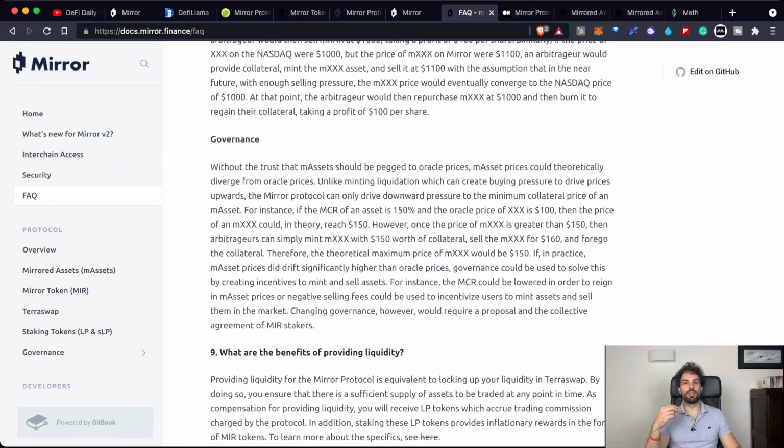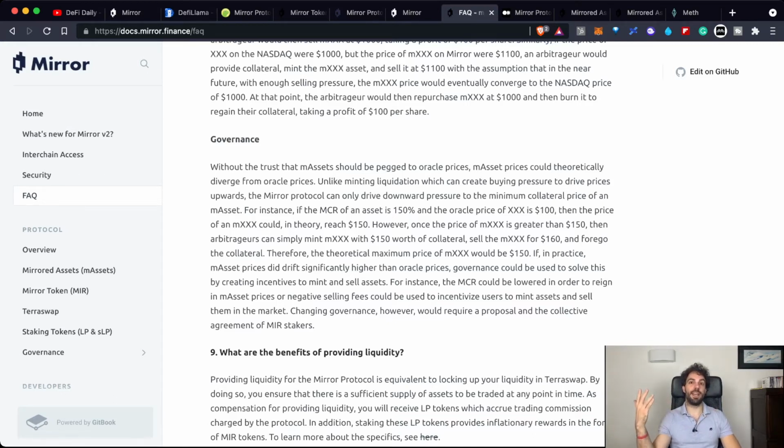Not to mention that the governance can also introduce some incentives to push the price in the right direction. Let's say that the price of the M asset is too low, the governance can introduce some incentives to push people to buy that kind of M asset. On the other hand, if the price is too high, the governance can introduce some incentives to push people to sell.